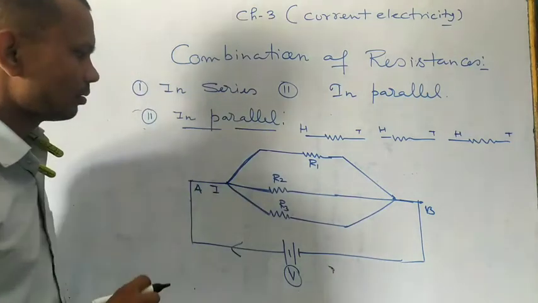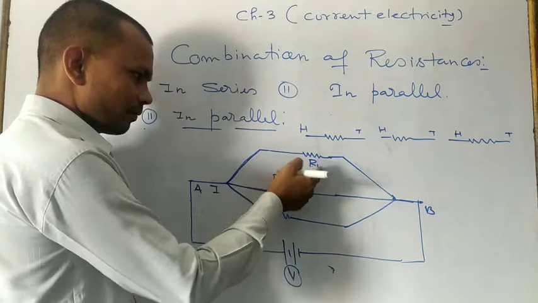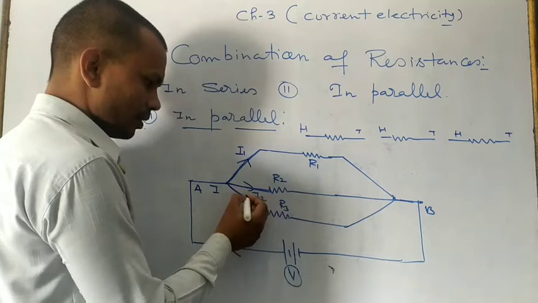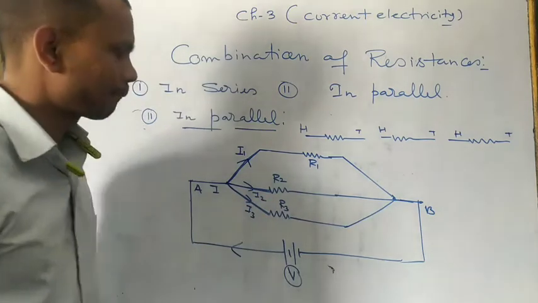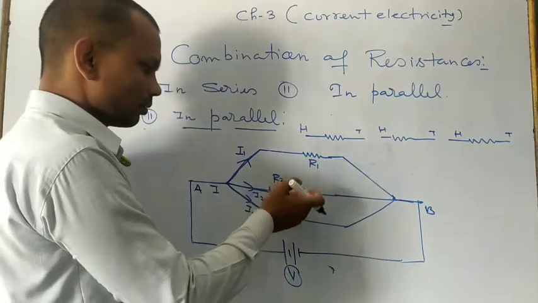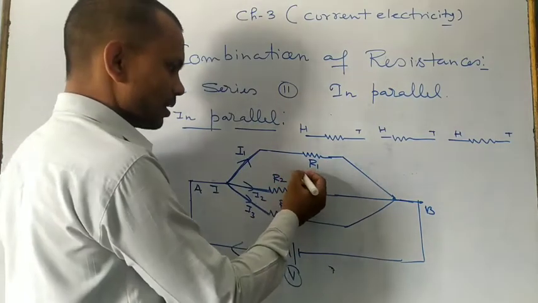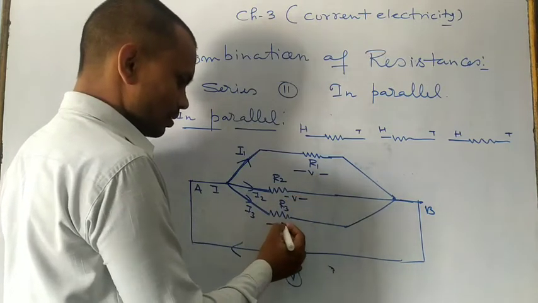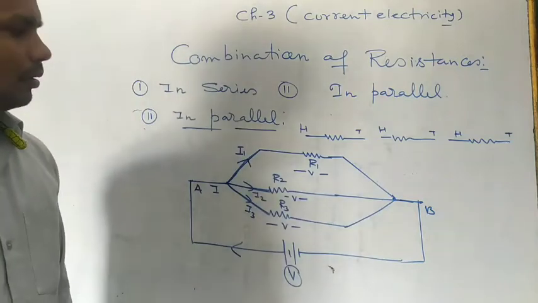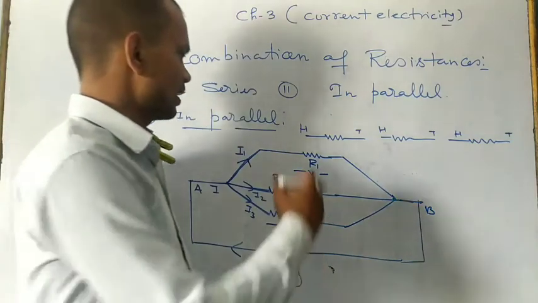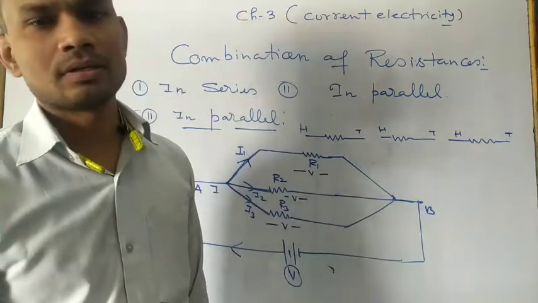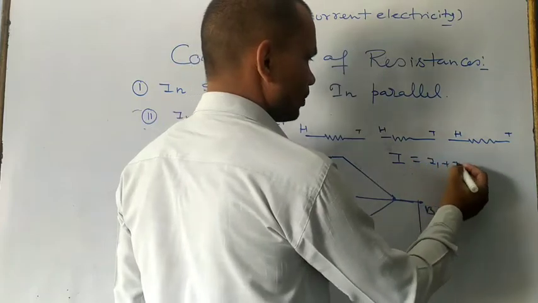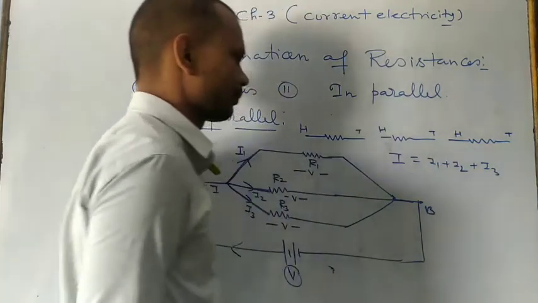Suppose in the first resistance the current I1 is flowing, in the second one I2, and in the third one I3. And in all the resistances, the potential difference remains the same. Suppose this is V, across this also V, and across this also V. Right? So in the case of the parallel arrangement, the current is divided into different parts. So total current I is equal to I1 plus I2 plus I3.